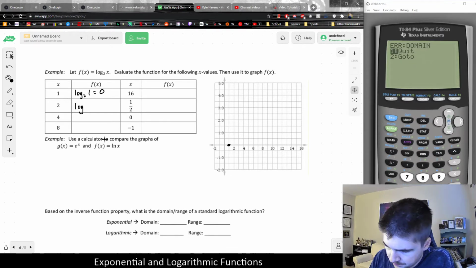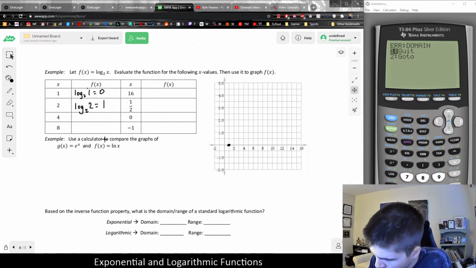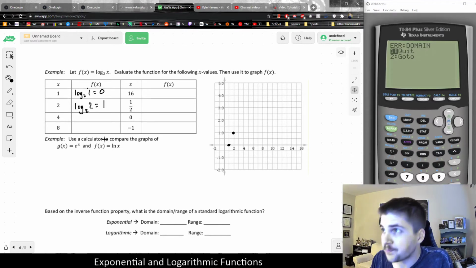Now, if we were going to do log base 2 of 2 next, now when we have matching, that's always 1, right? Because 2 to the first power makes 2.